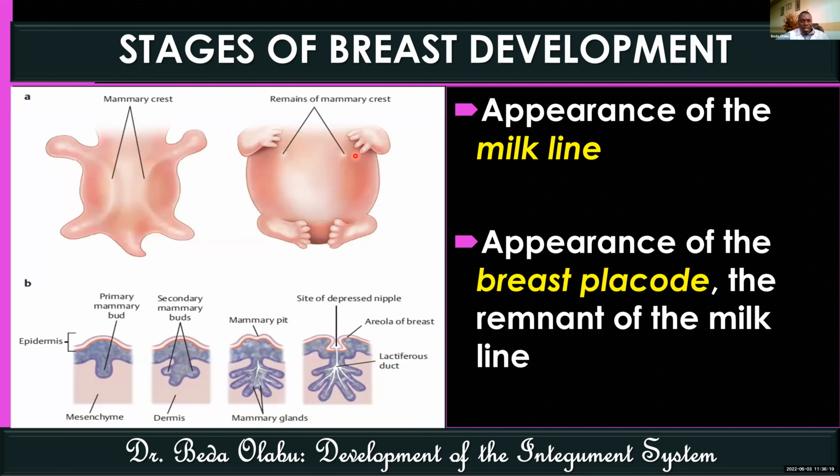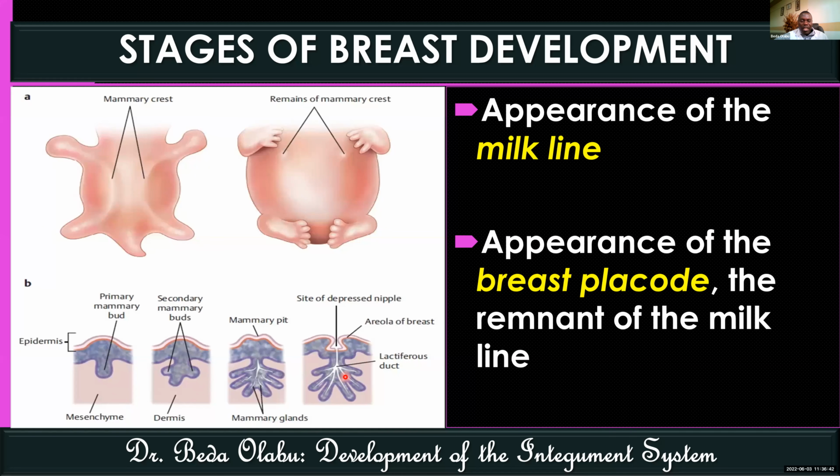Once the breast placode has formed, this placode is the one that's going to now have downgrowth, so that we have proliferation of the epidermis, or proliferation of ectodermal tissue, towards the mesenchymal tissue as the breast develops, as you can see in those particular progressive images.